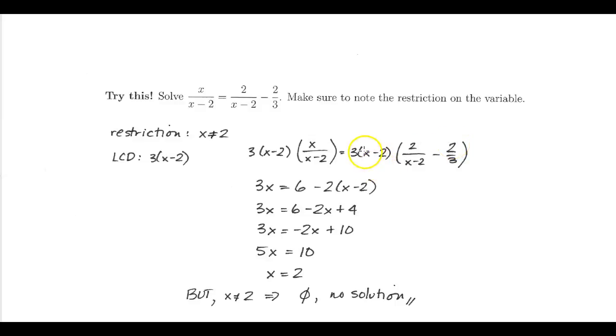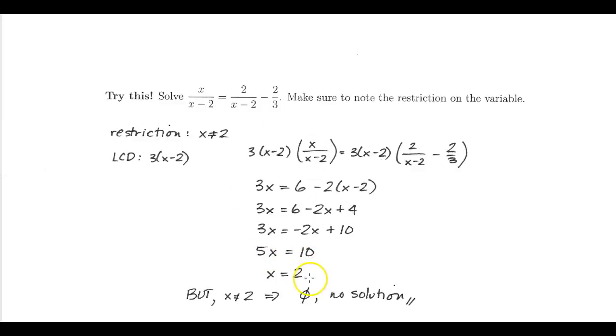And when I do that, the x minus 2's cancel, 3 times 2 is 6, minus the 3's cancel, and I'll have 2 times x minus 2. So I simplify both sides, and I'm getting 3x equals negative 2x plus 10 on the right-hand side. I can add 2x to both sides to get 5x equal to 10, and then divide both sides by 5, and I get x equal to 2.